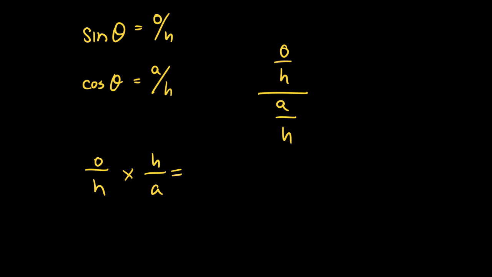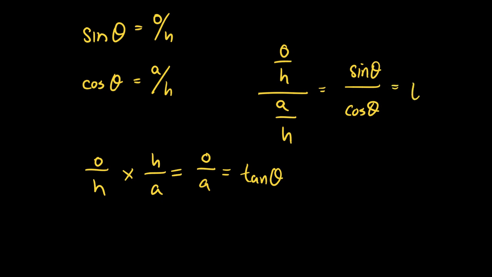Notice the H's cancel out. You guys see that? And we get, and this I hope isn't a surprise, opposite over adjacent. But you know what that is, right? That's tangent. I'm saying that because if you look at what we've written, this is sine theta over cosine theta. And obviously, because of keep, change, flip, that must be tangent theta. This actually shows up in this class quite a bit.